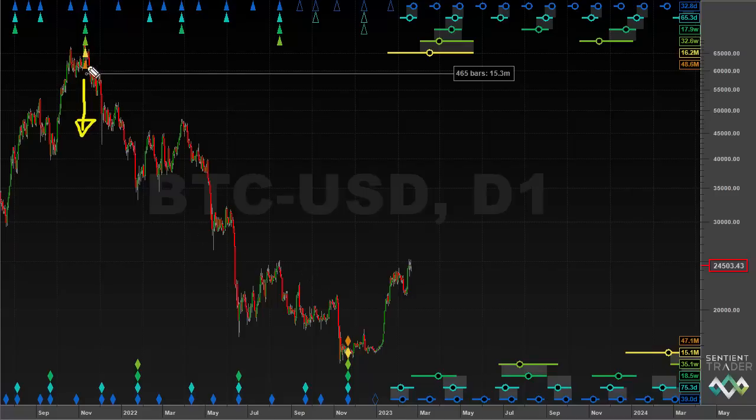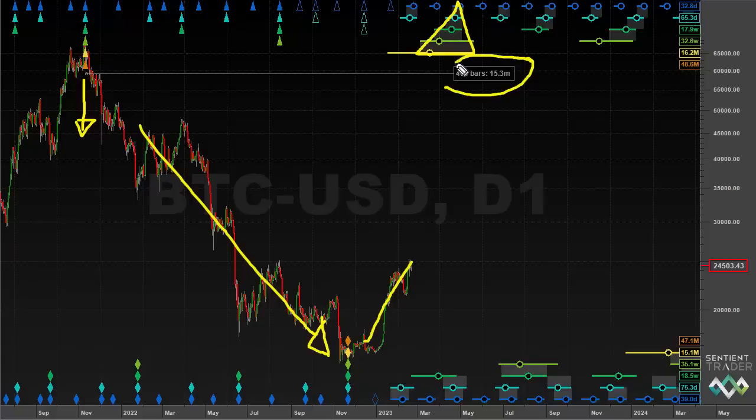Price moved from that 54-month cycle peak all the way down into what was probably a 54-month cycle trough in November of 2022. Price is now bouncing out of that 54-month cycle trough, and you can see exactly where it is going. It is heading up into this 18-month cycle peak. You can see that we have had 465 days that have elapsed since that peak in November of 2021.